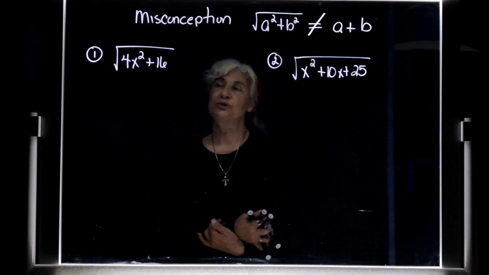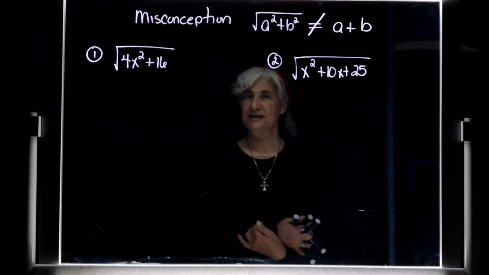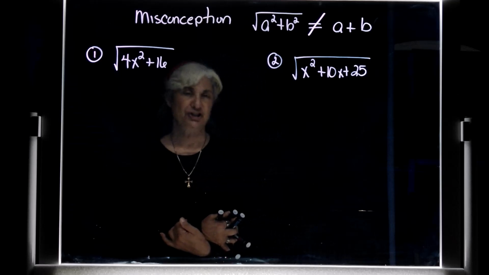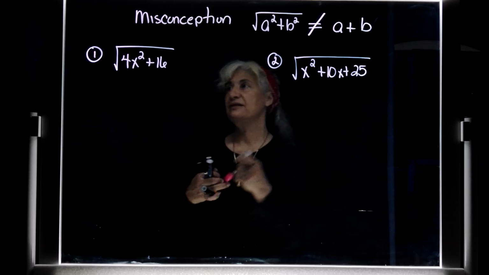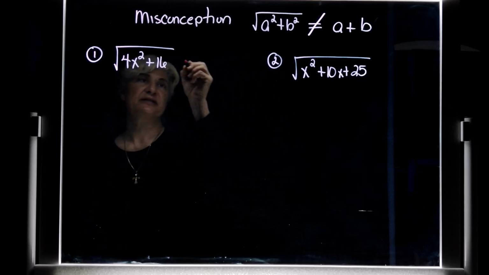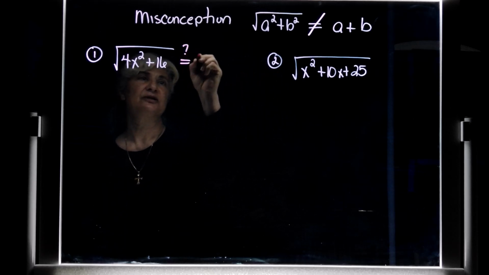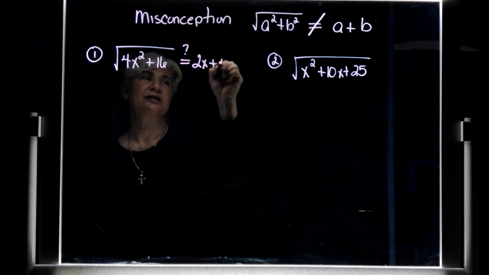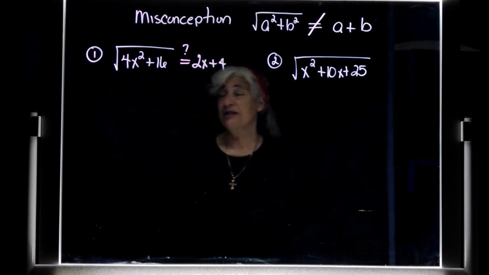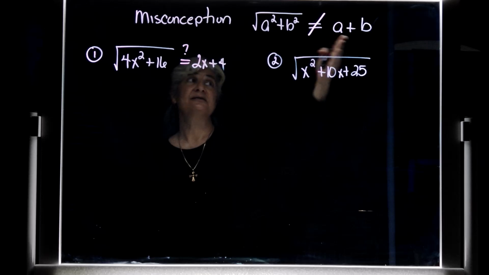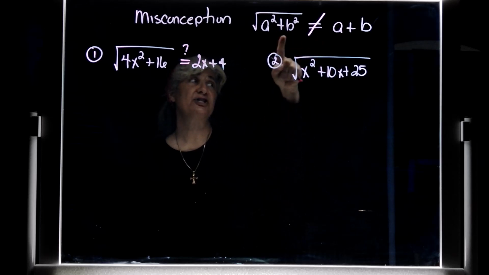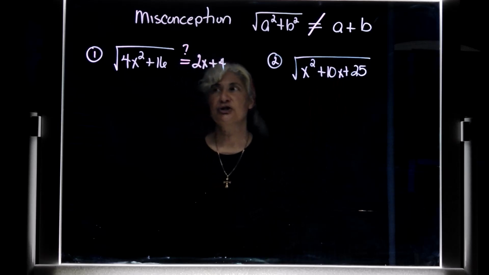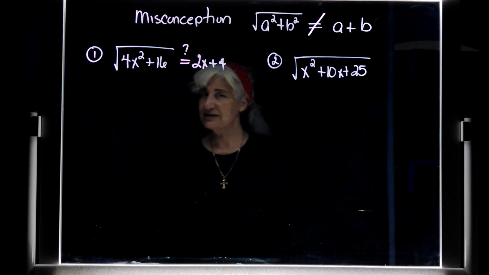Okay, did you work on these before you're looking at this answer key video? Let's check it out. So number one, does the square root of 4x squared plus 16 equal 2x plus 4? Because that would be what this is alluding to, right? And in the lecture video, I showed this wasn't true. So is this the case?